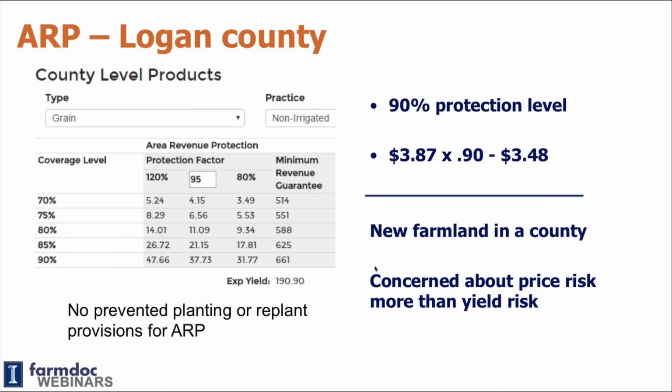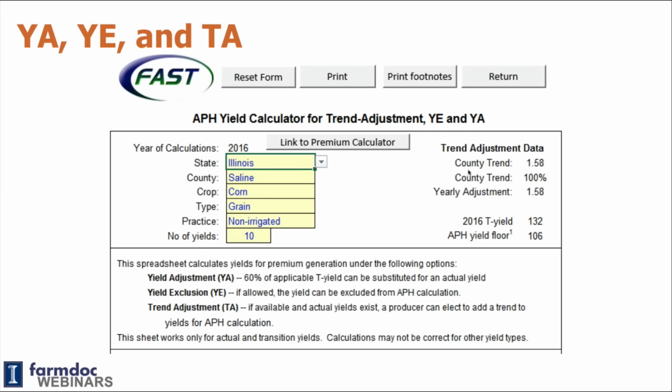Two situations where this fits in really well are new farmland in a county, where you would probably be using a T yield, which would be well below where you're at, and if you're concerned more about price risk than real yield risk, simply because you have a 90% coverage level, which would get you to prices below 348 versus an 85% coverage level.